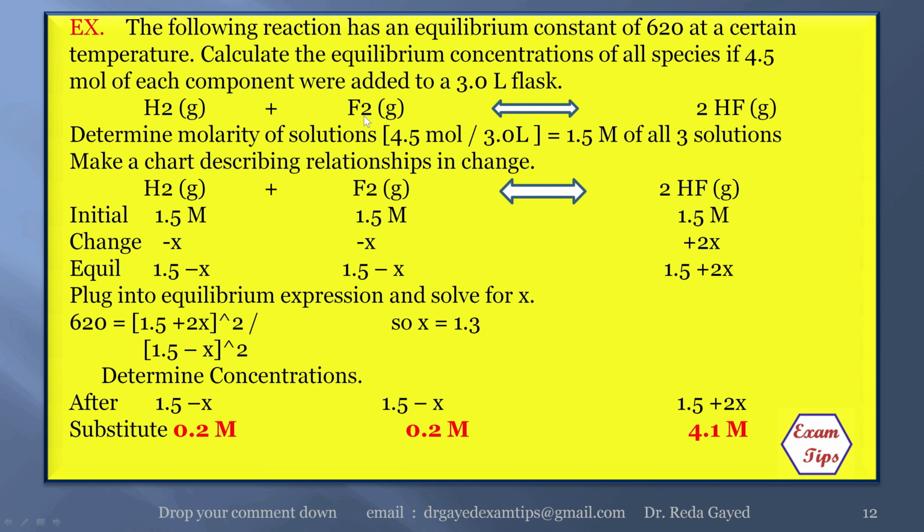So hydrogen plus fluorine gives hydrogen fluoride. Here this is for the balanced equation. The equation should be balanced. So determine the molarity of solutions, 4.5 over 3. Why over 3? Since it is a 3 liter flask, all of this quantity is in triple volume, but we need just only 1 liter. That's why you have to divide this mole by 3. So it is 1.5 of all solutions.